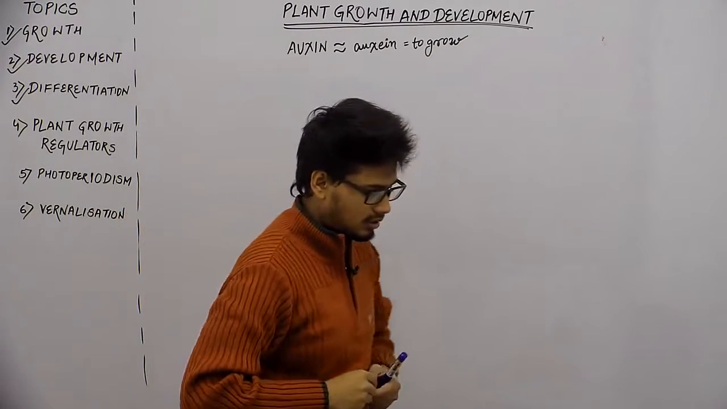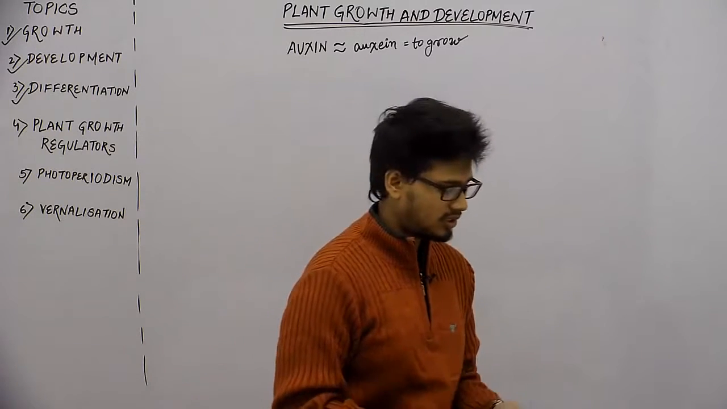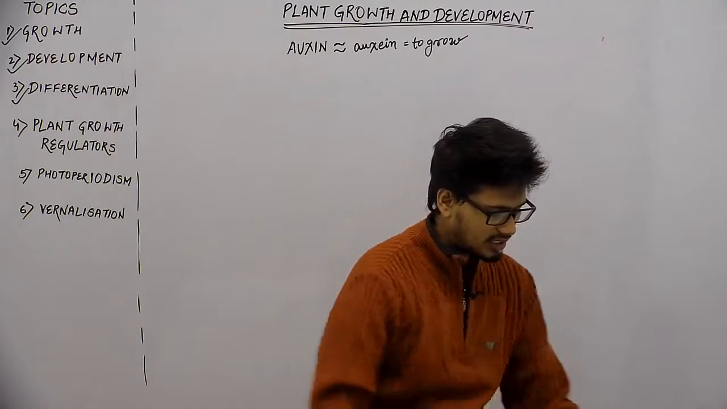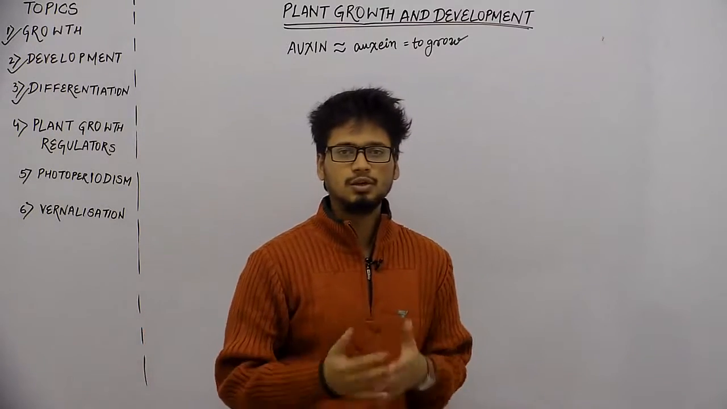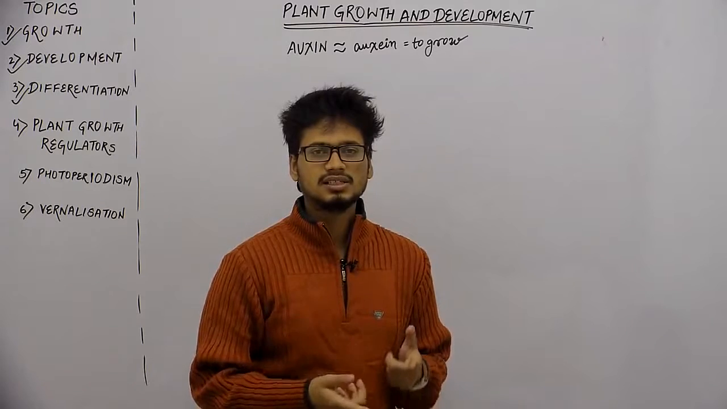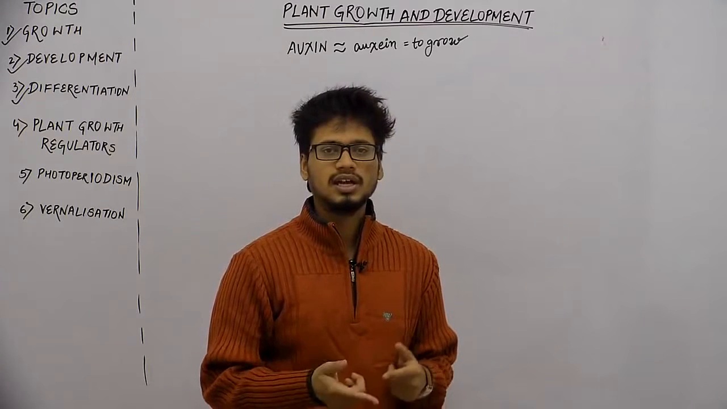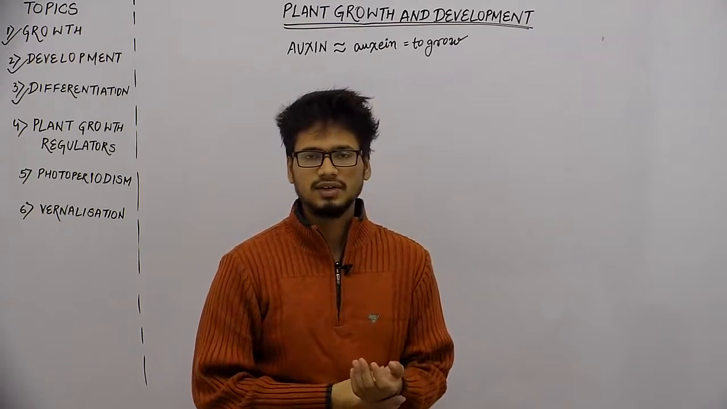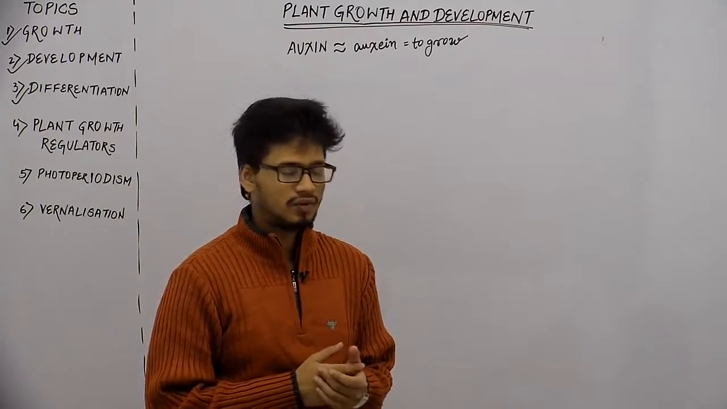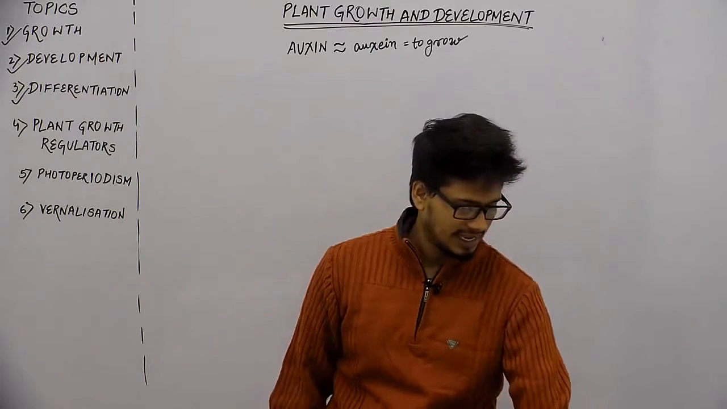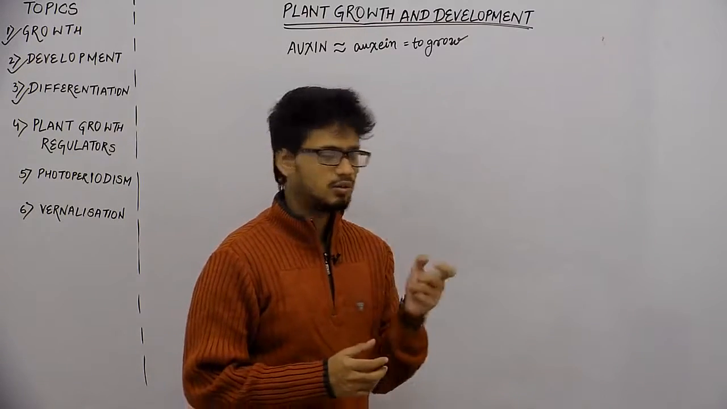So there was a story, how was it discovered? It was discovered by two persons, a father-son duo, that is Charles Darwin and his son Francis Darwin. What they observed was the coleoptile of a plant, that is canary grass.